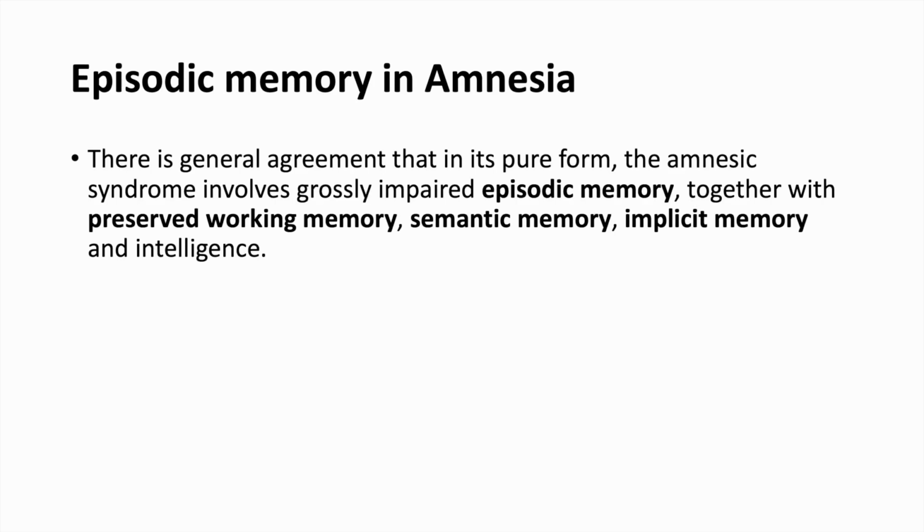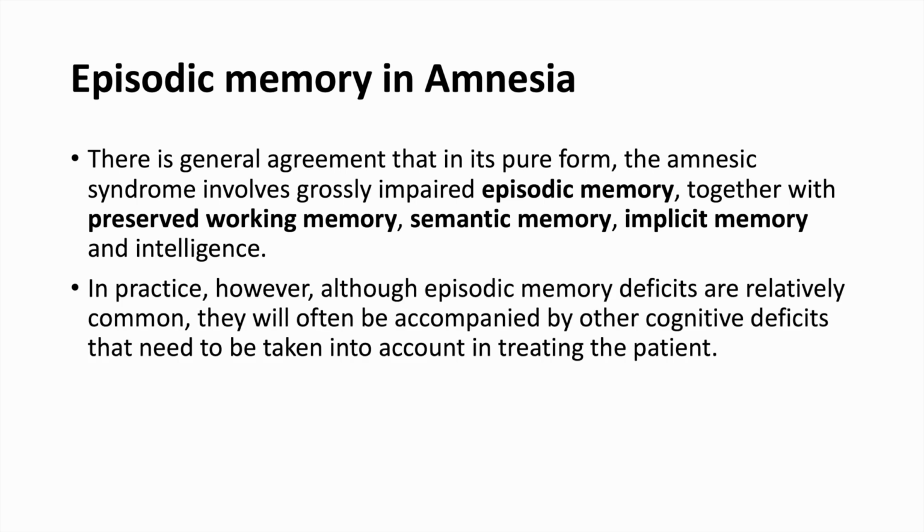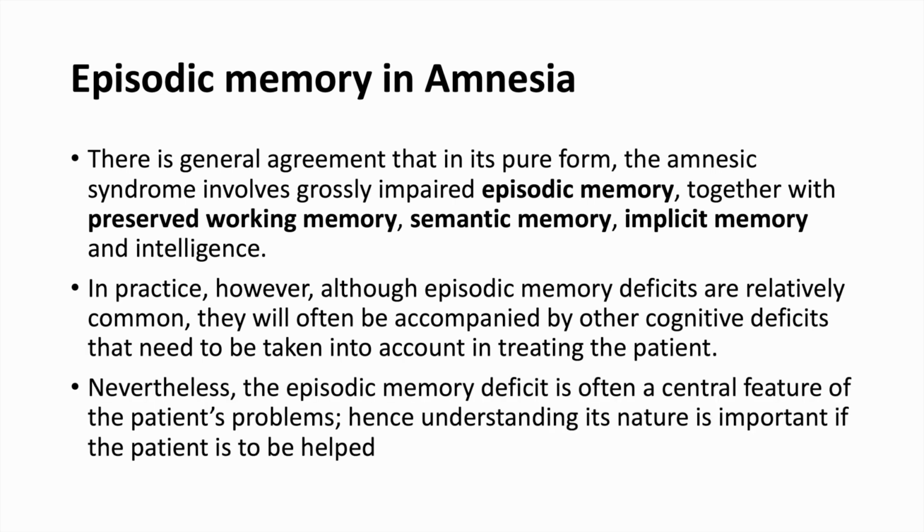One of the biggest impacts of amnesia is the grossly impaired episodic memory. Working memory, semantic memory, implicit memory, and intelligence are most often preserved. However, there could be other things that happen when people have amnesia. So it's not necessarily just episodic memory that is impacted, but most often episodic memory is a real problem or issue with people with amnesia. So they might not remember where they're from, or their school days, or their wedding, or things like that.